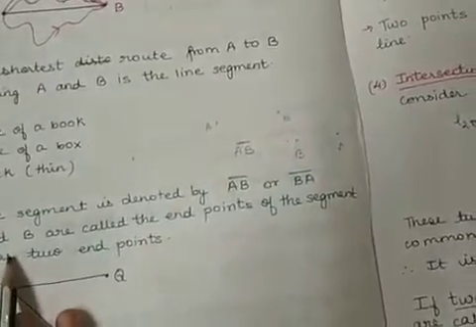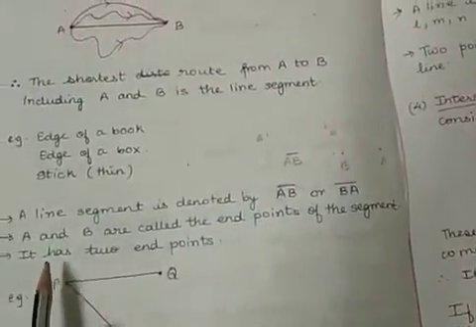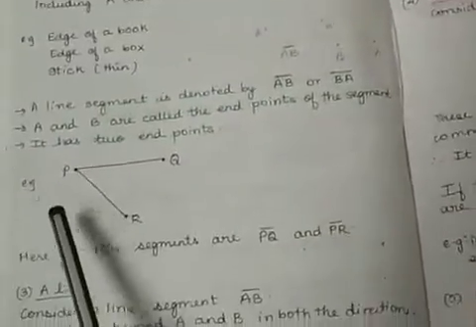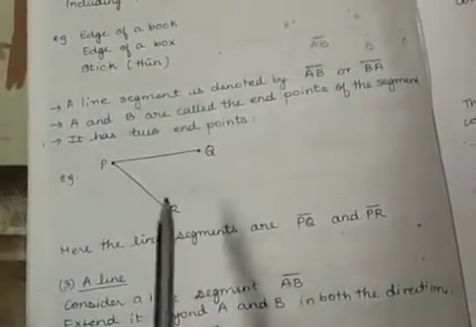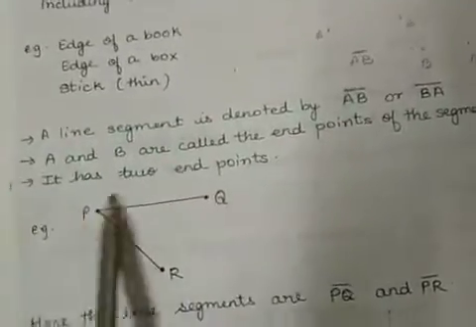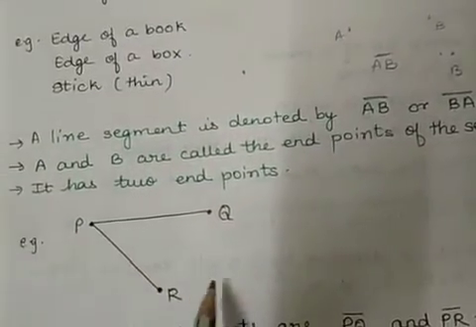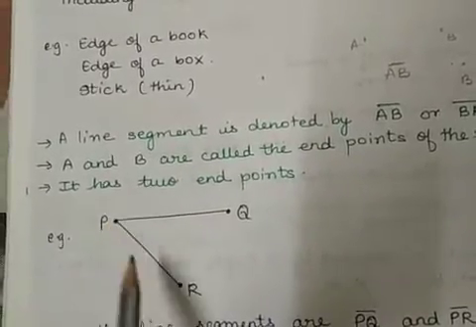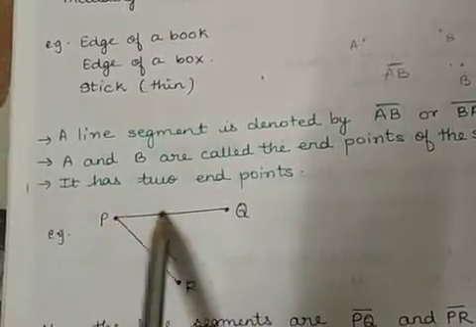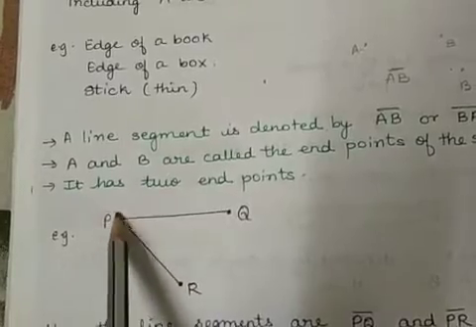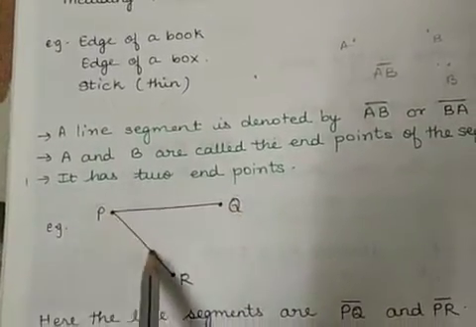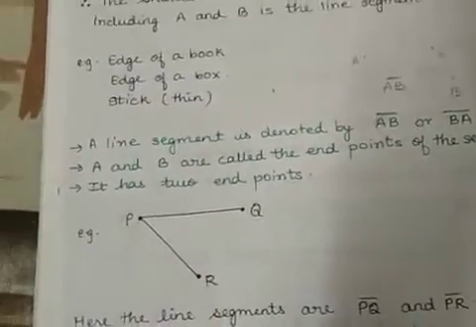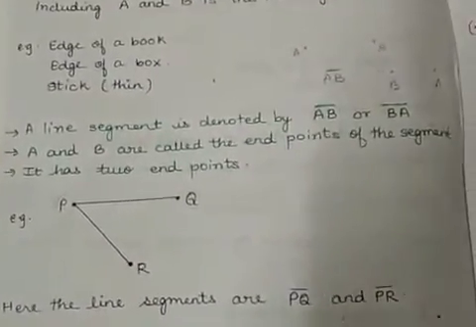So how many endpoints does a line segment have? A line segment has 2 endpoints. Now let us take this example here. Which are the 2 line segments you can see here? The 2 line segments are PQ and PR. For line segment PQ, the 2 endpoints are P and Q, and for line segment PR the endpoints are P and R. So these are the line segments.